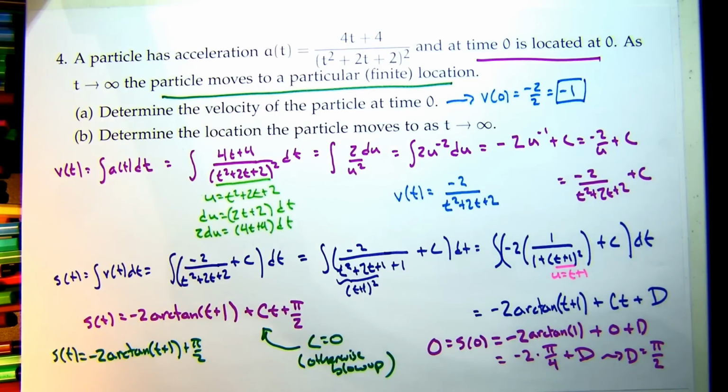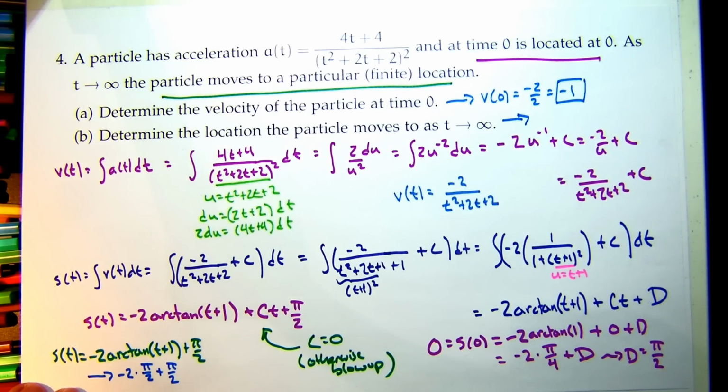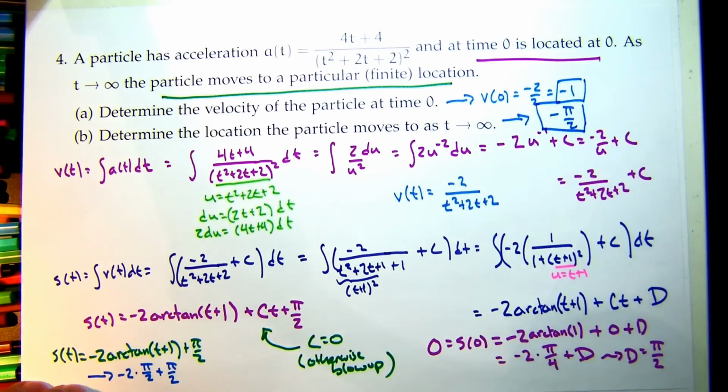The other question is, what happens to S of t? Well, let's think about this. The pi halves is pi halves. What happens to arctangent as the input goes towards infinity? Arctangent approaches pi halves. It has horizontal asymptotes: pi halves towards plus infinity, negative pi halves towards negative infinity. So this goes to negative 2 times pi halves plus pi halves, which gives me a position of negative pi halves. That's where I'm heading off to as I head off towards infinity.